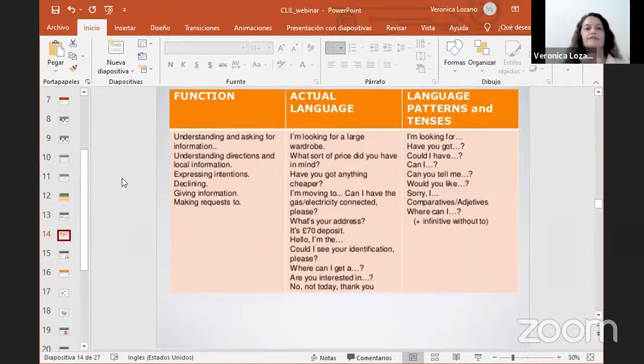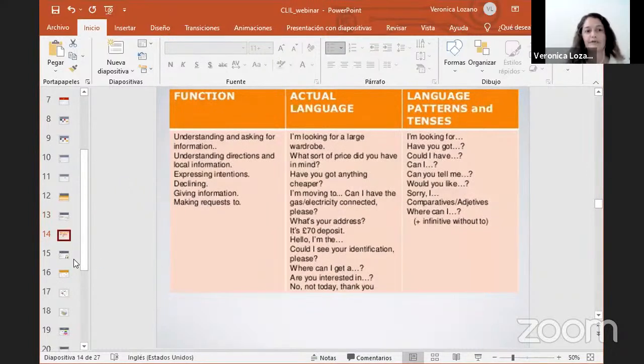So you have there some of these language functions like understanding and asking for information. Then what's the language that you would be using or that you would use for that function? And after that, some language patterns that are used for these functions, for expressing these functions, okay?